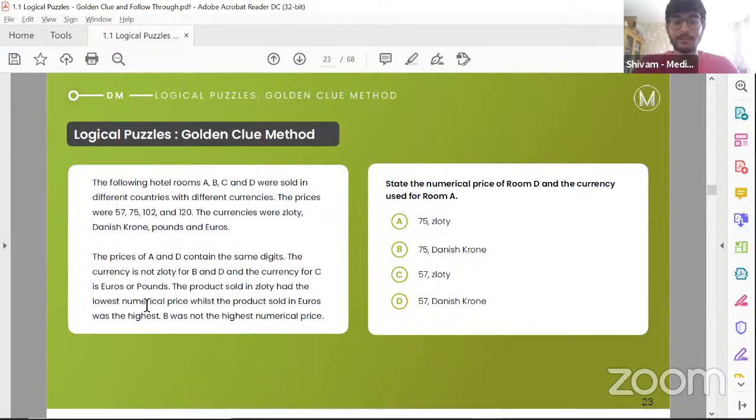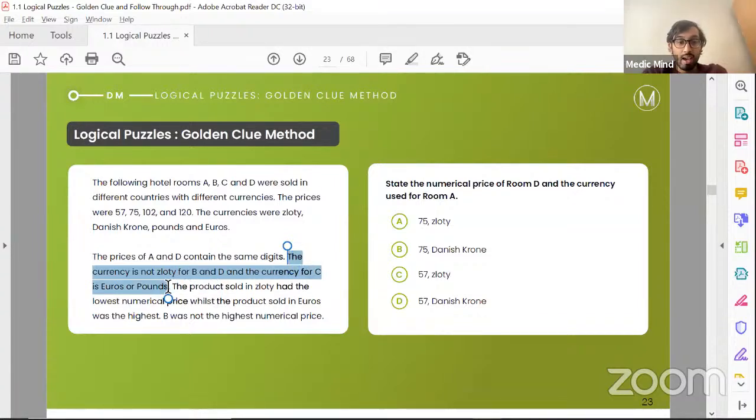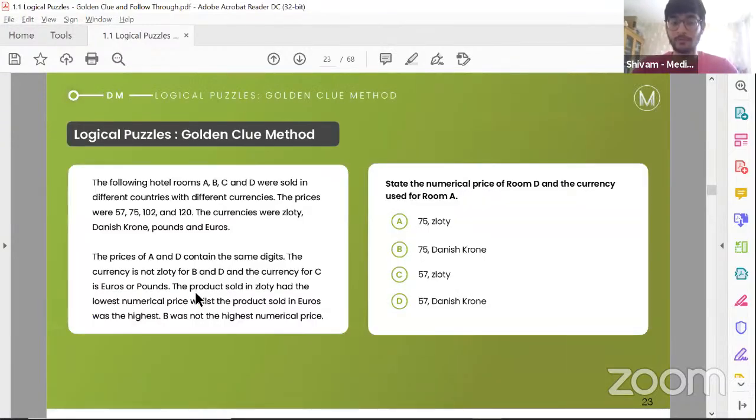Let's break that down. So the currency is not zloty for B and D. So that means zloty must be between what? A and what? C. Room A and C. Exactly. So it's between A and C. But we're told that C is in euros or pounds. So what have we learned from this sentence here, Mohil? That the currency of A has to be zloty, because we know for C it can't be euros or pounds. Perfect. Absolutely. So we know 100% from this sentence here that zloty can't be B, it can't be room D, and it can't be room C, because room C is in euros or pounds. So we know 100% that zloty is used for A.